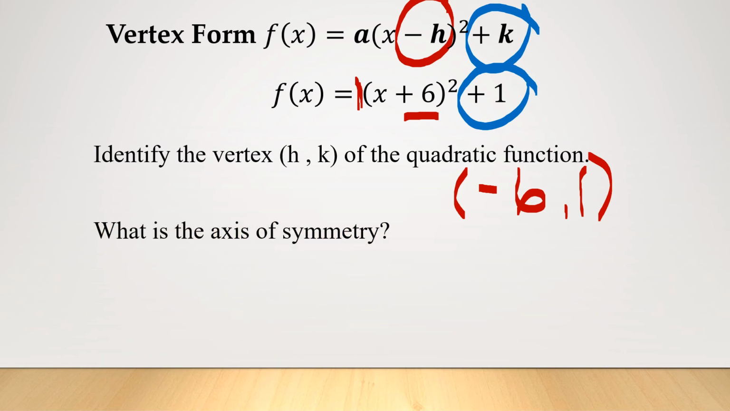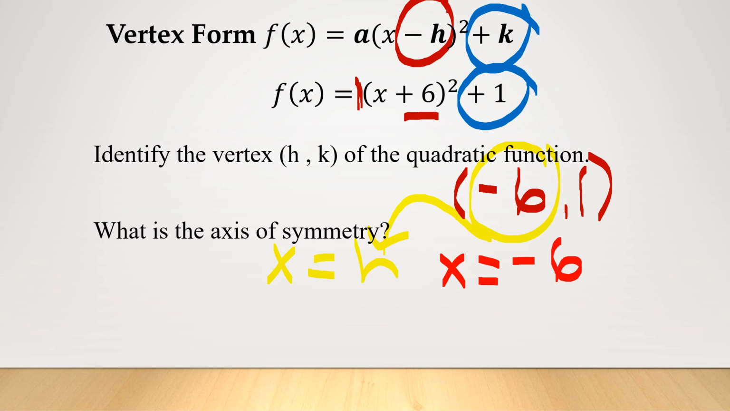What is the axis of symmetry? Here again, the axis of symmetry is my h, or the x coordinate of the vertex, written in the form of x is equal to h. H is -6. So I'm going to take that, put it back in the place of h in the equation, and so therefore my axis of symmetry is x is equal to -6.